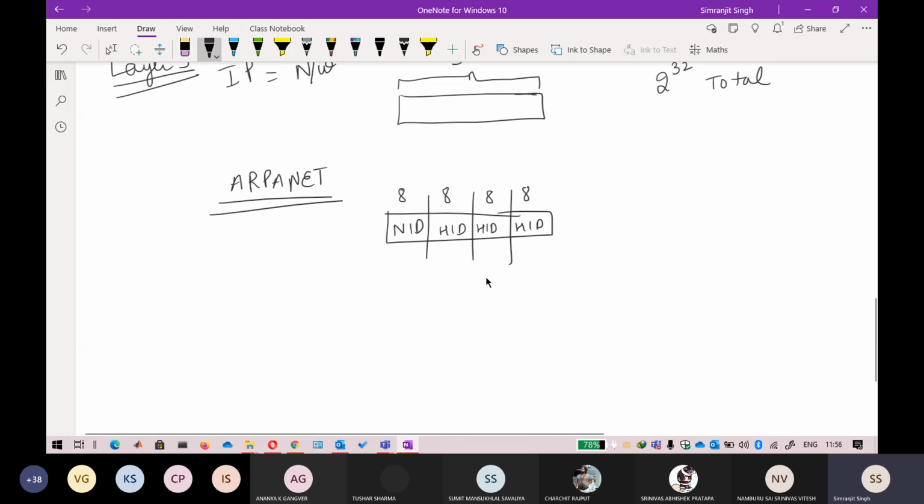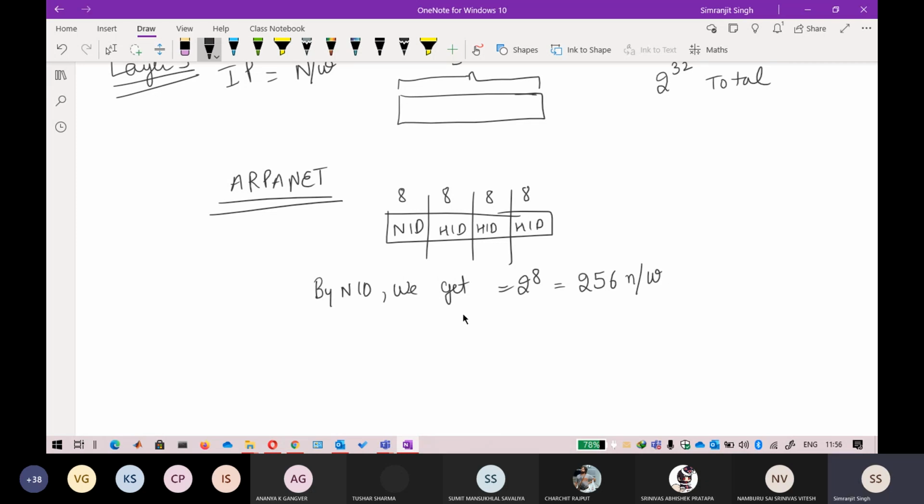Now, what is the meaning of it? By network ID, because there are 8 bits, we can get how many networks? 2 raised to power 8 networks, which is 256, I think. 256 networks.